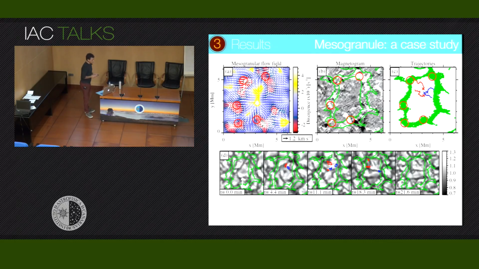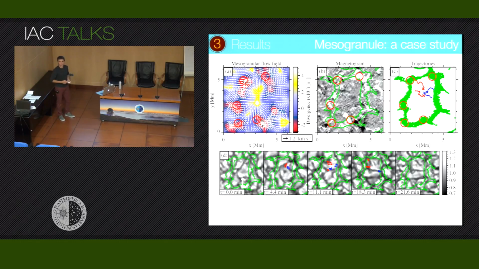Okay. We find that the strongest magnetic elements are at mesolanes. But we find that loop-like features, which are weaker, don't show any distribution at mesogranular scales because they appear at granular scales. They emerge to the solar surface at granules. So indeed, we find that loops can appear inside mesogranules.